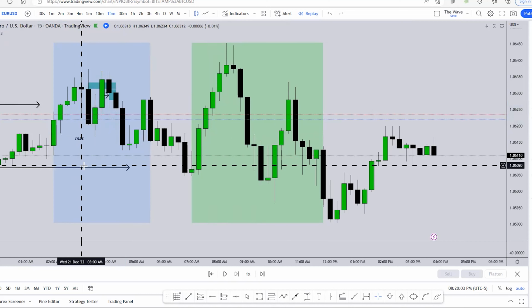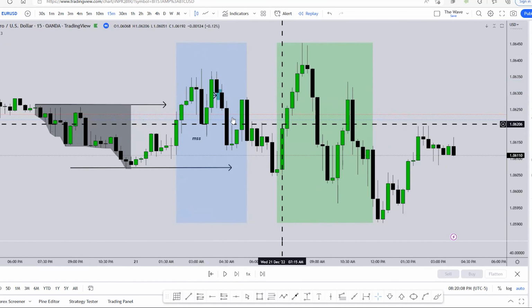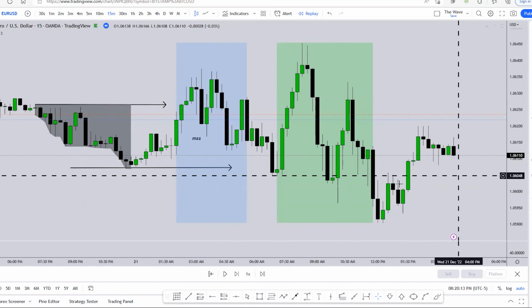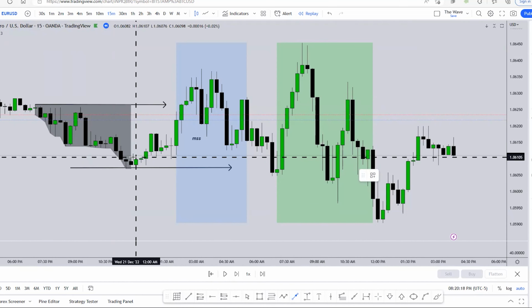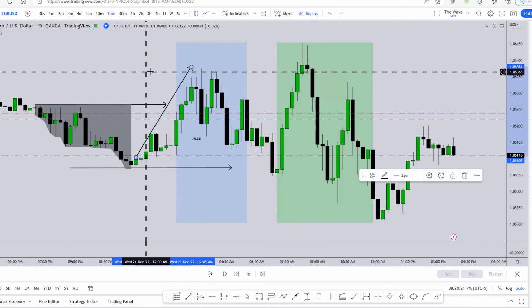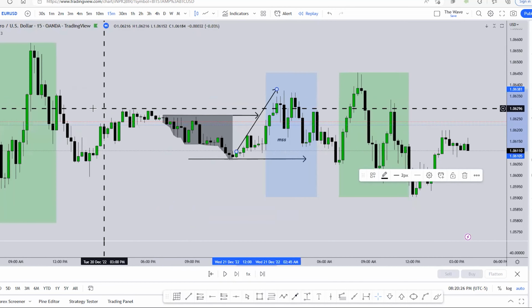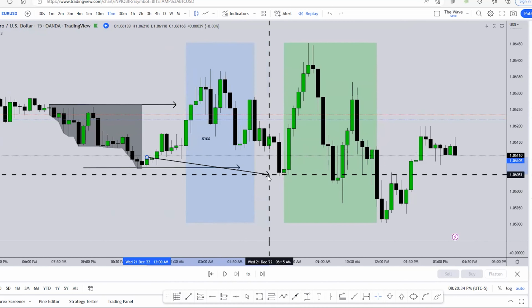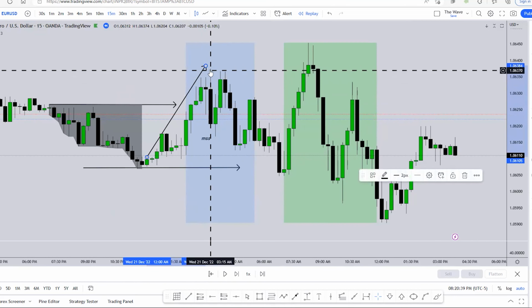Now why were we looking for shorts? Because liquidity came and took out the Asian highs. So that being said, this was the accumulation, this was the manipulation up to take out sellers from back here in this area, and then we have the move down to take out the lows, to take out buyers from the manipulation.